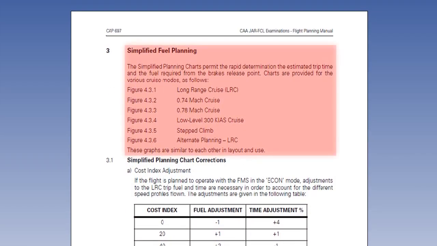The remainder of this section contains graphs for the determination of fuel, distance and time for cruise, plus climb and descent and alternate planning from the brake release point. Each one is dealt with in the next lesson. Now turn to Section 4, page 18.